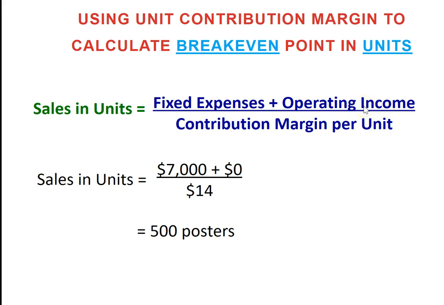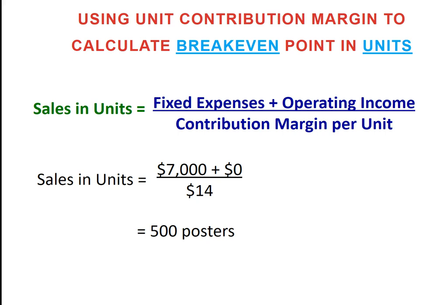So now you need to plug in the numbers. Fixed expense is $7,000. We want to know the break-even units. Break-even means operating income is zero. So we're going to put 0 here, and then we will divide it by contribution margin per unit, which I just showed to you, which is $14. Now if you do this little math, you figure out that the break-even units is 500 posters.